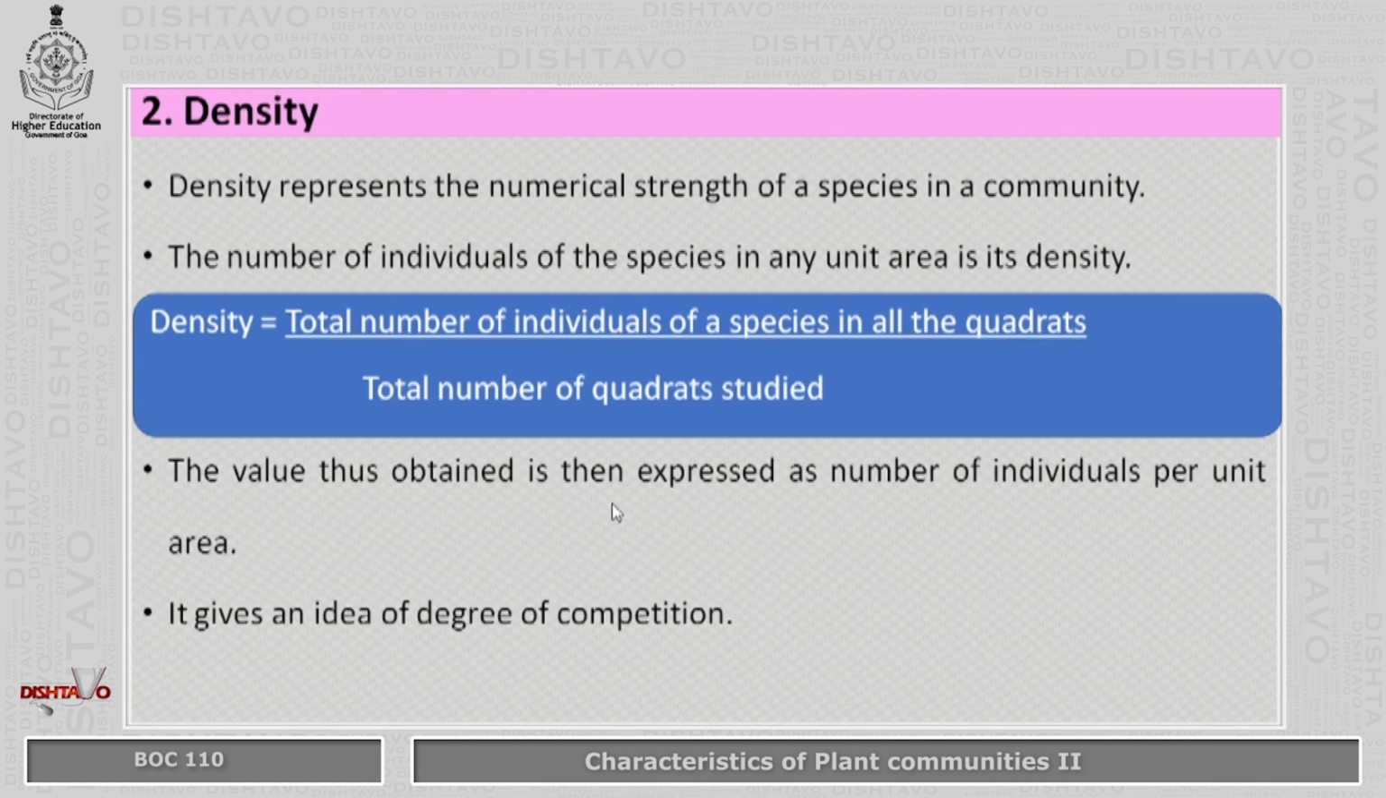Second is density. Density represents the numerical strength of a species in a community. The number of individuals of a species in any unit area is its density. Density is calculated as the total number of individuals of a species in all the quadrats divided by the total number of quadrats studied. The value thus obtained is then expressed as the number of individuals per unit area. Density values would give you an idea of the competition that is occurring among the species.